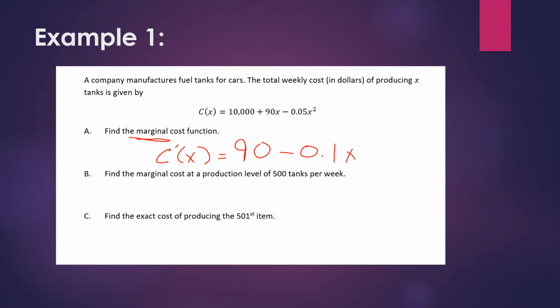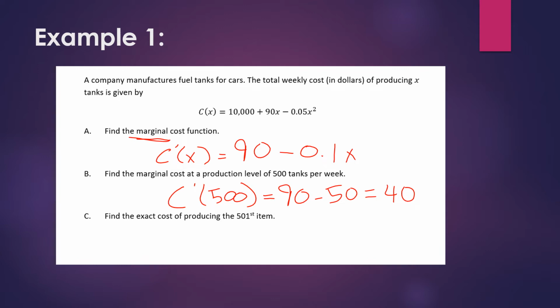For B, it says find the marginal cost at a production level of 500 tanks per week. So we're looking at what is C prime of 500. So this would be 90 minus, let's see, 0.1 times 500 is 50. So that's 40. So we have a marginal cost of $40. So what that means is that our estimated cost of producing an additional unit is about $40.